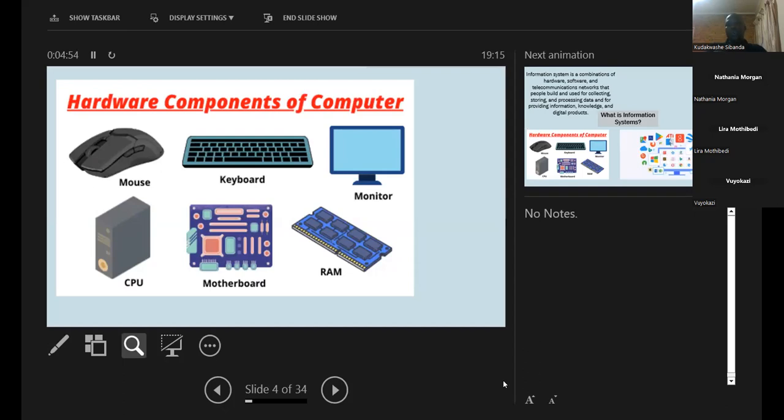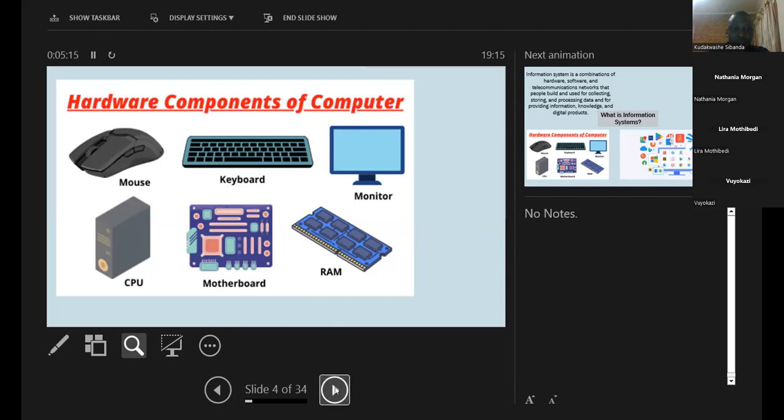All right. So generally we're talking about IT technology. In IT, we've got what we call hardware, software, and telecommunication networks. Right. So this is an example of hardware components: your mouse, your keyboard, your monitor, CPU, motherboard, RAM, right?